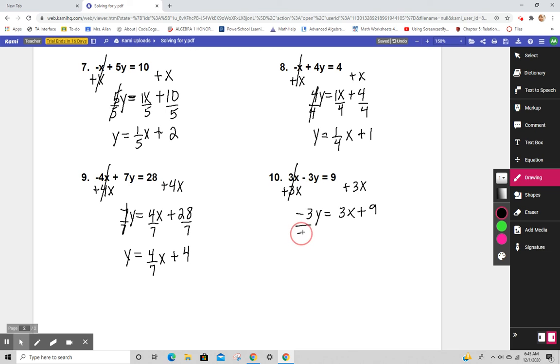So then we'll divide through by negative 3. So we'll have y equals negative 1x, or just negative x, minus 9, because 9 divided by negative 3 is negative 9. Okay? And this concludes this lesson on solving equations in terms of y.